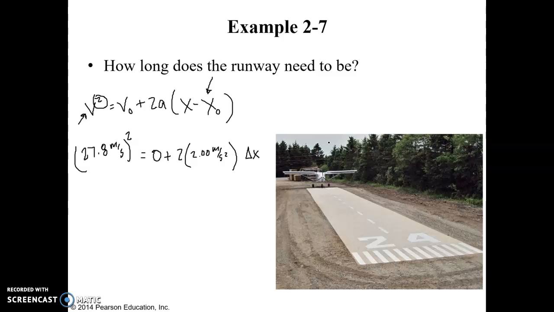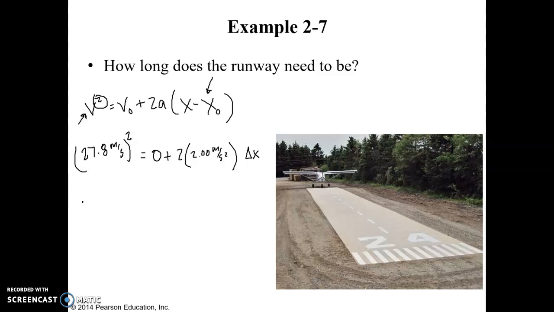And so we were taking one of our constant acceleration equations, v squared equals v naught squared plus 2a times change in position. We want our airplane to get up to 27.8 meters per second. The initial velocity is going to be 0, it's starting from rest. Then 2 times the acceleration. The plane can accelerate at a maximum rate of 2.00 meters per second squared. And the length of our runway, x minus x naught, I just abbreviated as delta x.